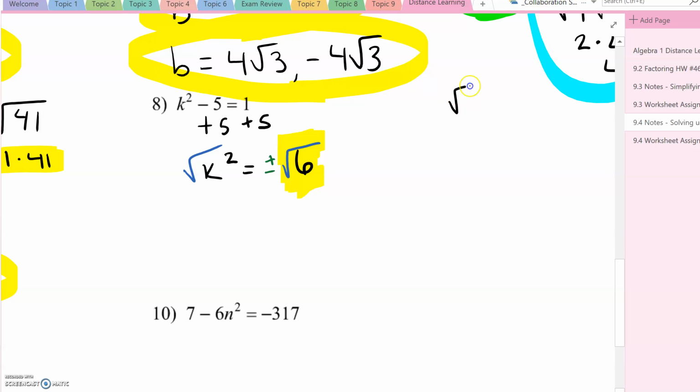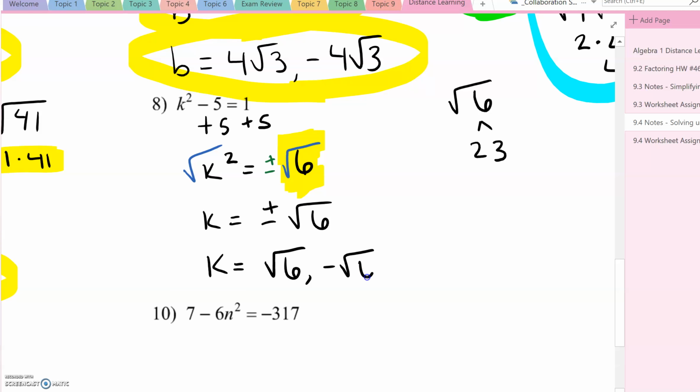Okay, so let's think about the square root of 6. Can we simplify this down into any perfect squares? I know 2 times 3 is 6. But are either of those perfect squares? No, they are not, right? So just like number 7, our answer is either k equals plus or minus the square root of 6, or if you don't like writing it like that, k equals square root of 6 and negative square root of 6. So when you cannot simplify your radical, you just leave it as is. When you can't simplify a radical, that means you can't think of any perfect squares that multiply together to get you that number.